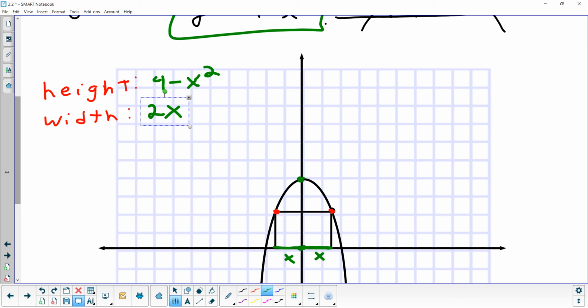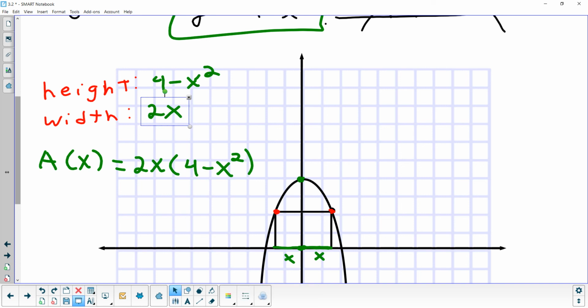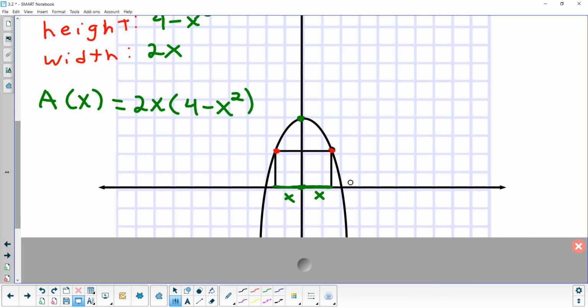But if you didn't remember that it's a square, area of a rectangle is the height times the width, or length times width. 2x times 4 minus x squared. And only certain values of x would make sense in this problem. Anybody tell me what I couldn't really go bigger than because it wouldn't make sense? It might be easier if I erase this so you can see it a little better.